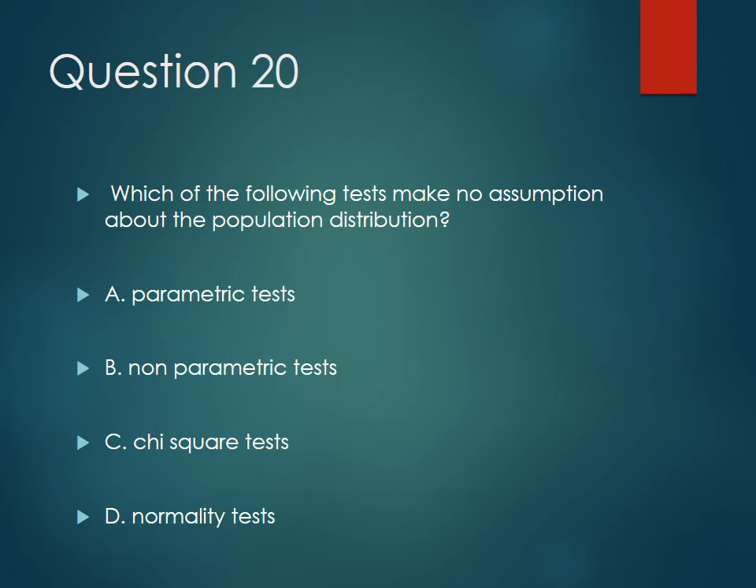Okay, we're going to go ahead and finish up with just a few review questions to help you guys get ready for the exam. So to pick up where we left off, here's question 20. And the question is, which of the following tests make no assumption about the population distribution?